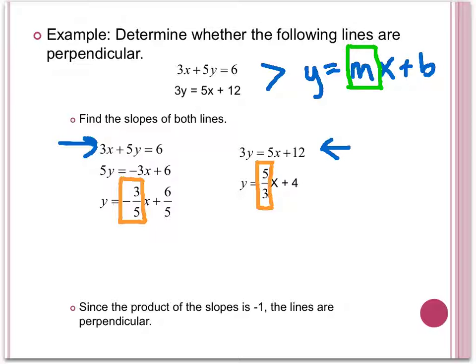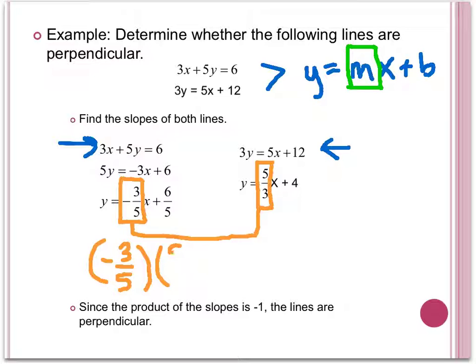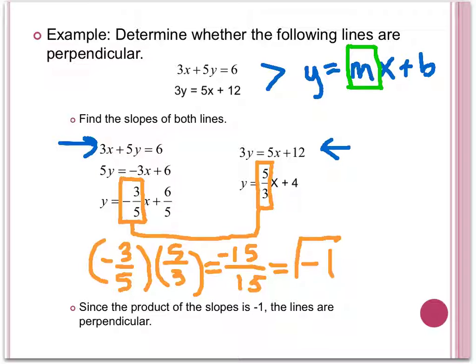To show that both of these lines are perpendicular, we must take both of these slopes and multiply them together to see if their product equals negative 1. So we have negative 3/5 times 5/3. When you multiply fractions, you multiply across. So we have 3 times 5, which is 15, and then 5 times 3, which is 15, and then negative 1 in front. 15 divided by 15 is 1. So negative 15 divided by 15 is negative 1. Therefore, these two equations are perpendicular.